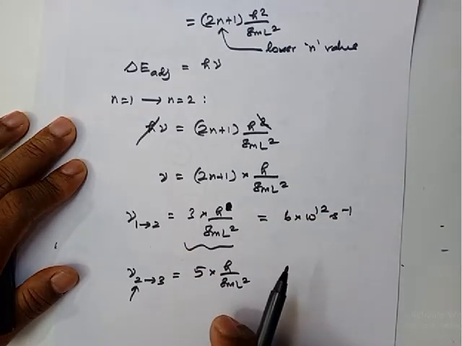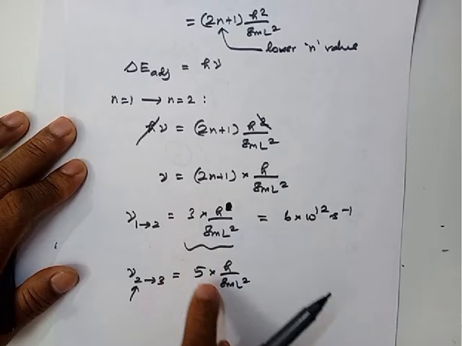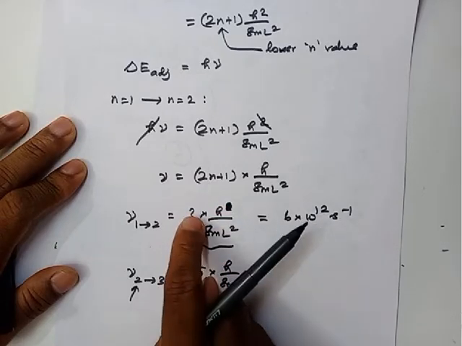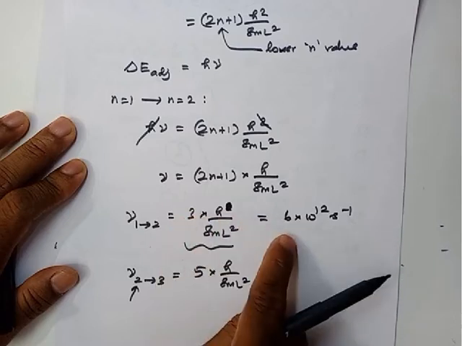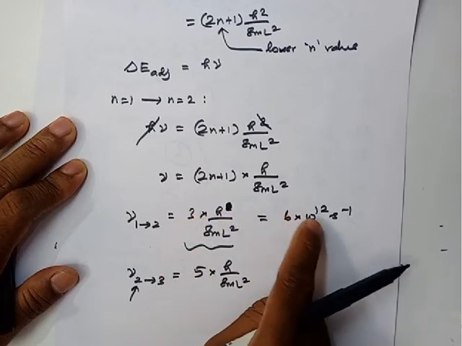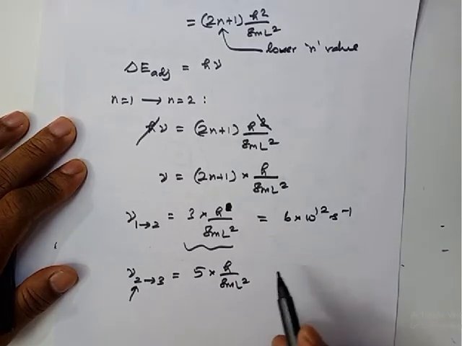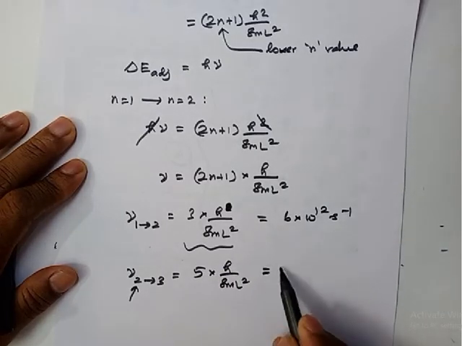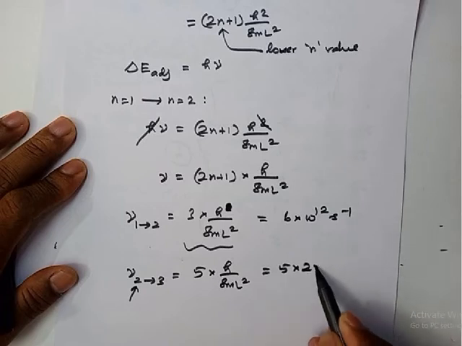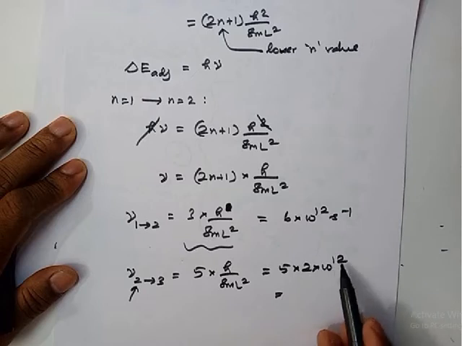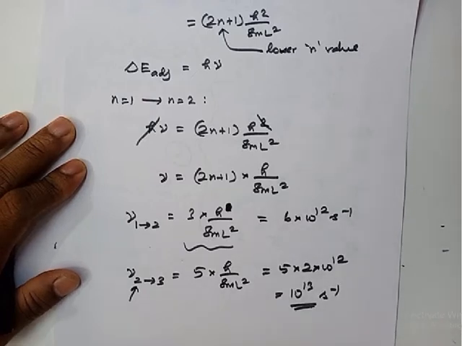To find the value of this, divide this value by 3. You'll get 2 into 10 power 12 and multiply by 5. So what we'll get is 5 into 2 into 10 power 12, or 5 into 2 is 10, 10 into 10 power 12 is 10 power 13 second inverse. So this is the answer for this question.